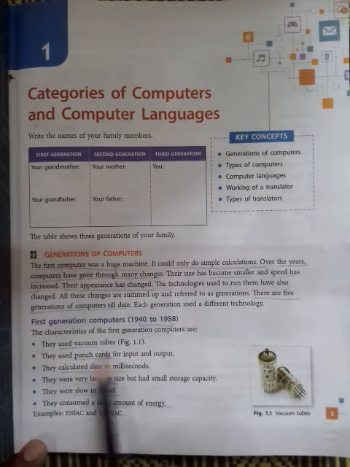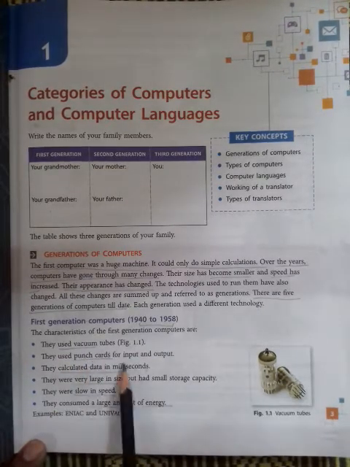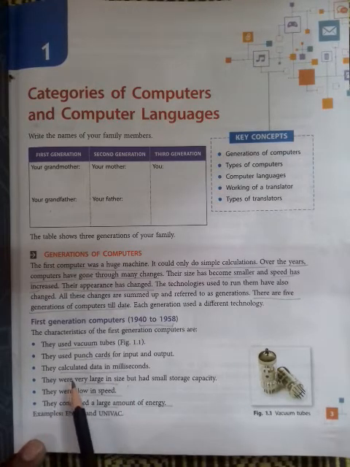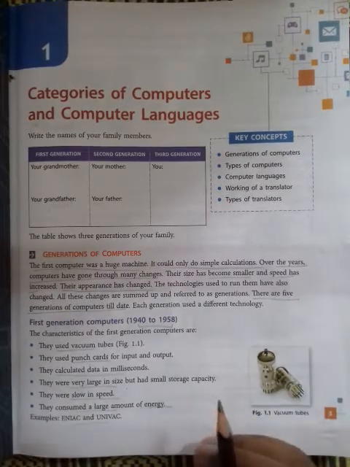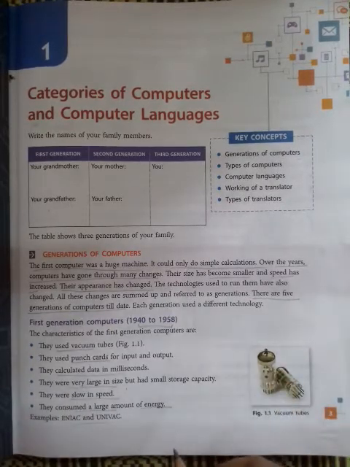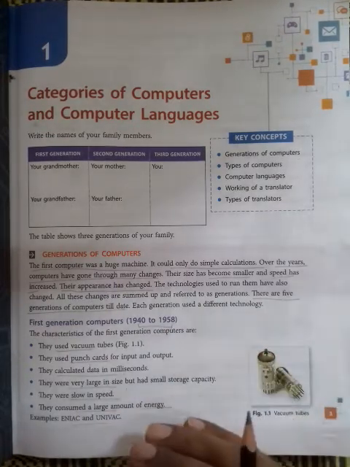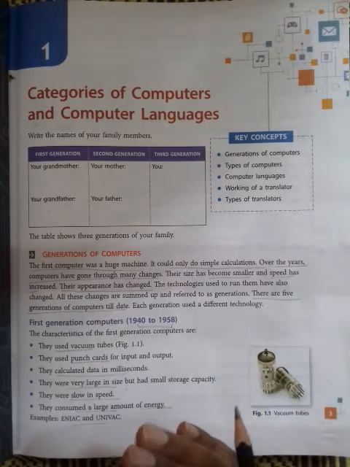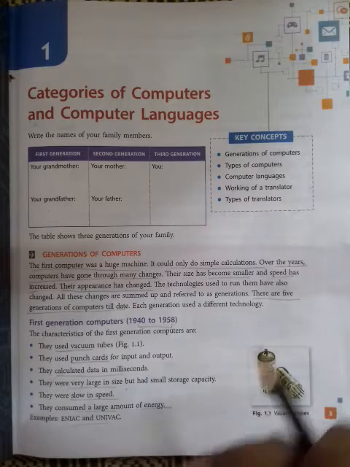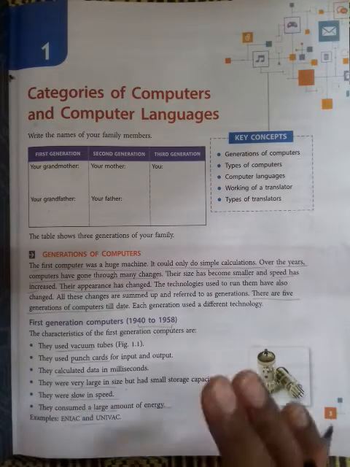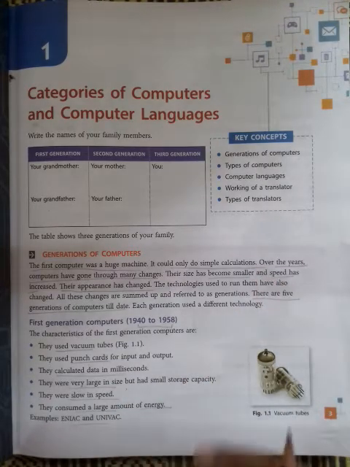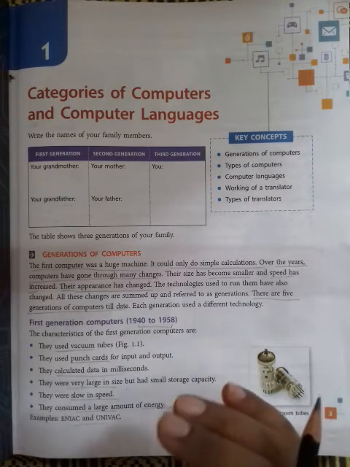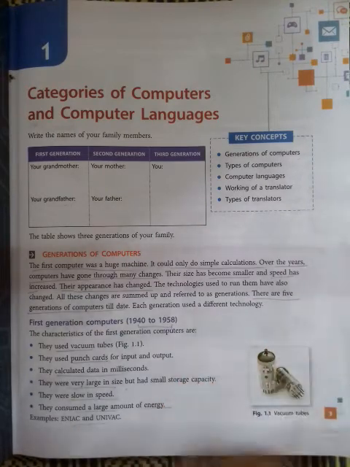They used vacuum tubes, and used punch cards for input and output. They calculated data in milliseconds. They were very large in size, with small storage capacity, and were slow in speed. Whatever time is taken by a computer to perform or complete a task after an instruction is given is called the speed of a computer. So at that time, first generation computers were very slow.